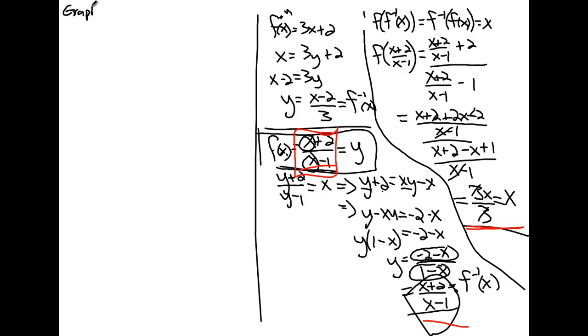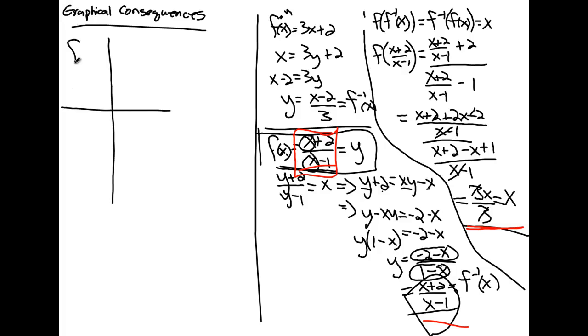Graphical consequences. Hopefully you remember, if I sketch f of x, and remember it's got to be 1 to 1, let's say f of x looks something like this. Think about it. What do you remember about the graph of its inverse?